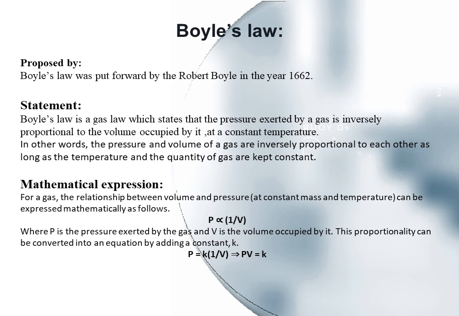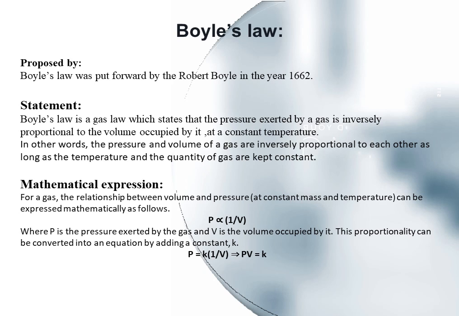Boyle's law was put forward by Robert Boyle in the year 1662. Robert Boyle was a scientist who gave us this law in year 1662. Statement: Boyle's law is a gas law which states that the pressure exerted by a gas is inversely proportional to the volume occupied by it at a constant temperature.